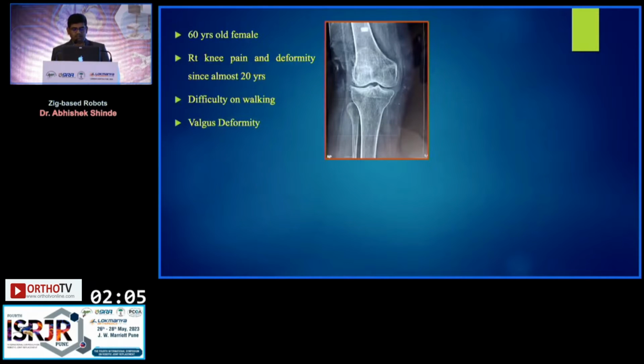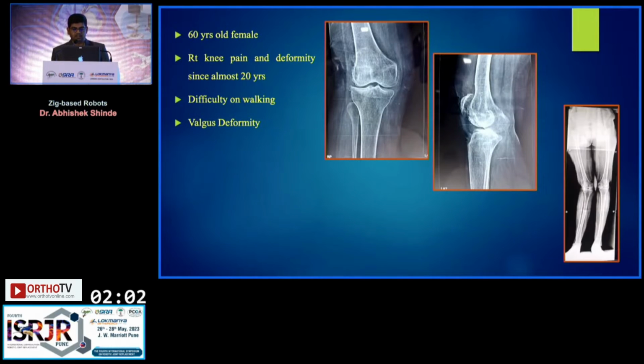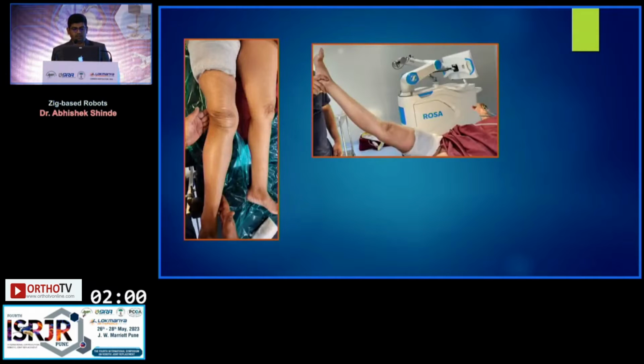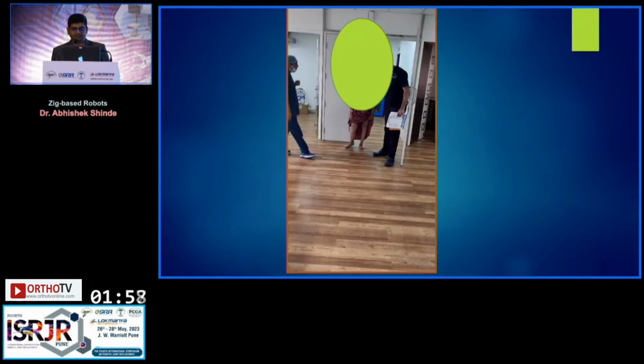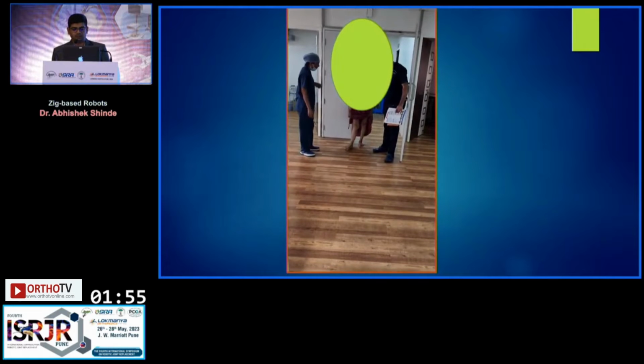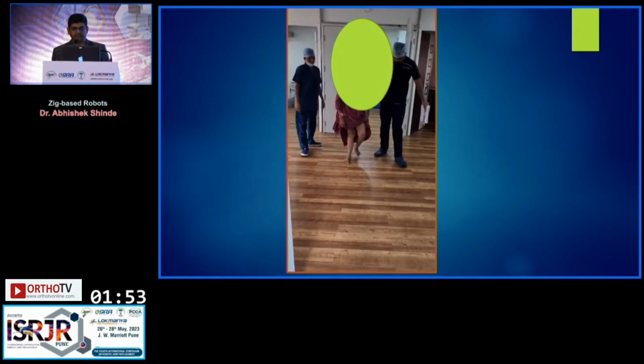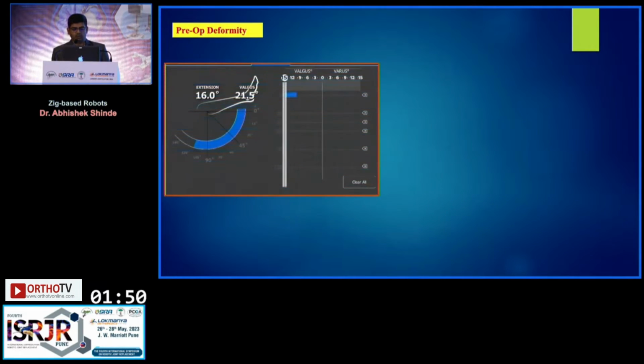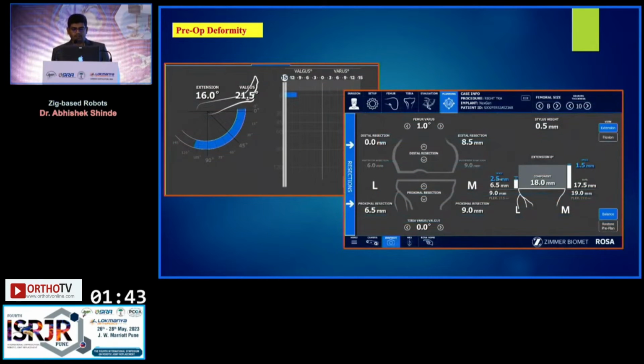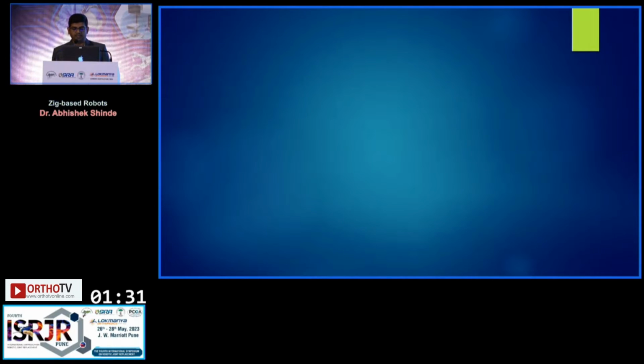So these are some of the cases. The valgus knee, which yesterday I already demonstrated, with recurvatum. This is her gait with posterior medial thrust, not able to walk. This was her pre-op deformity, 22 degrees of valgus and 16 degrees of recurvatum. So this was the plan. Distal lateral resection was almost nil. We kept 1 degree of varus, and at 90 degrees the knee is balanced on the medial side.